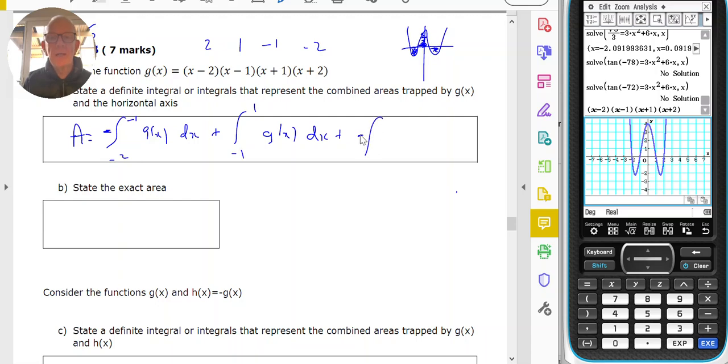the integral of the negative from +1 to +2 of g of x dx. You could switch the terminals. You could double up the first and the last.